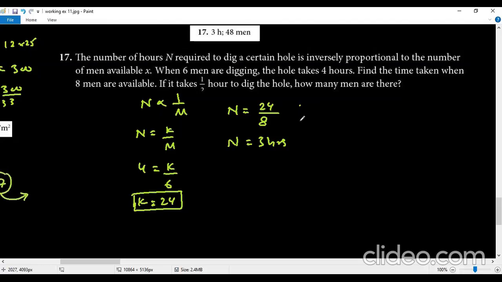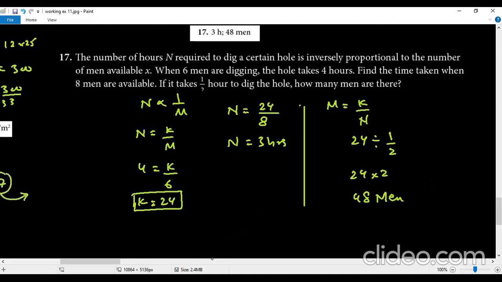Now, the second part of the question says that you need to find out if it takes half an hour to dig a hole, how many men are there. That means time is going to be, we are using men, how many men are required, so k divided by m. That means k divided by n. The constant is 24 and it takes 0.5, and if I write it the other way around, it's divided by 1 over 2. That means 24 times 2 is going to be 48 men will be required.